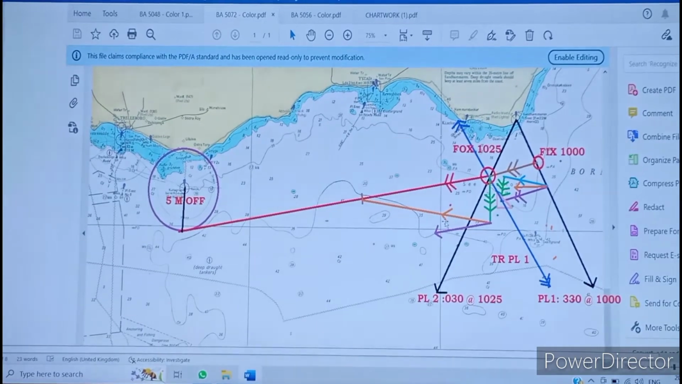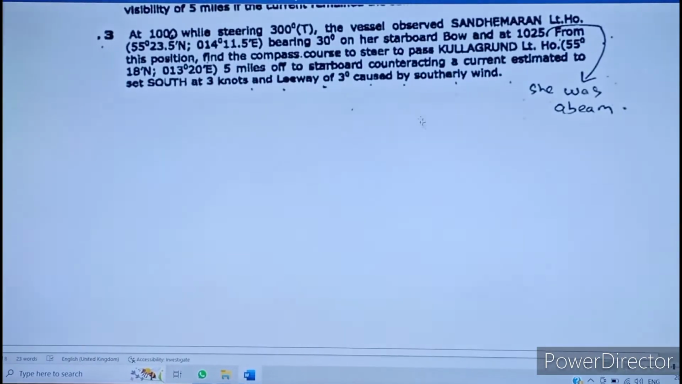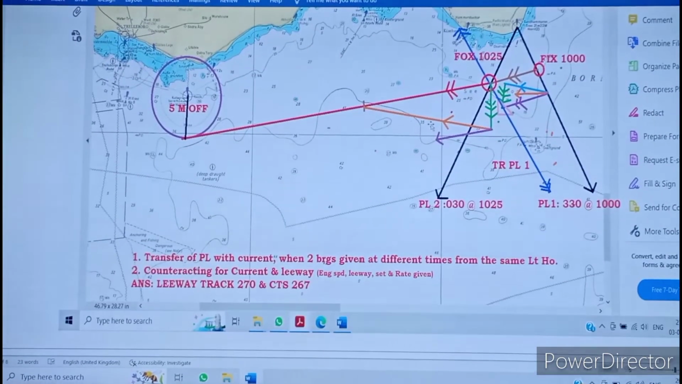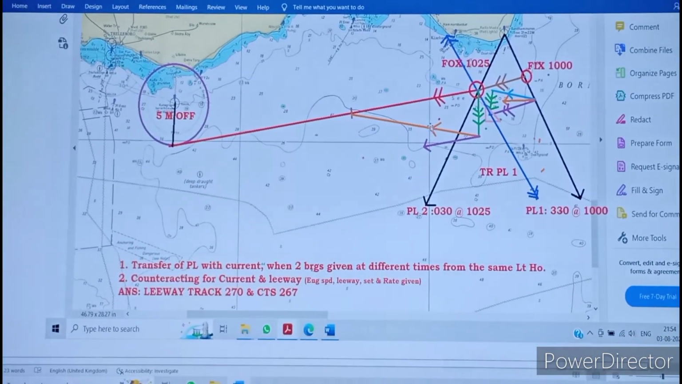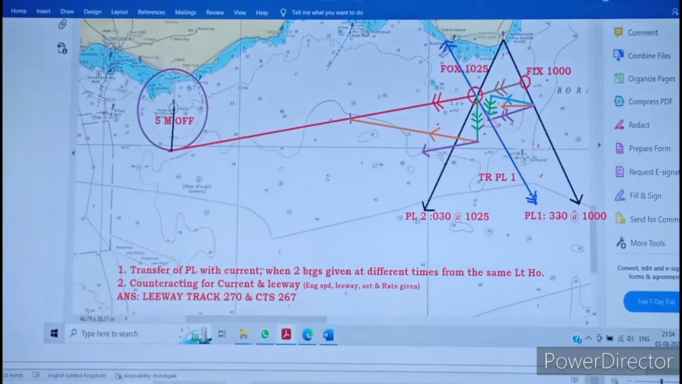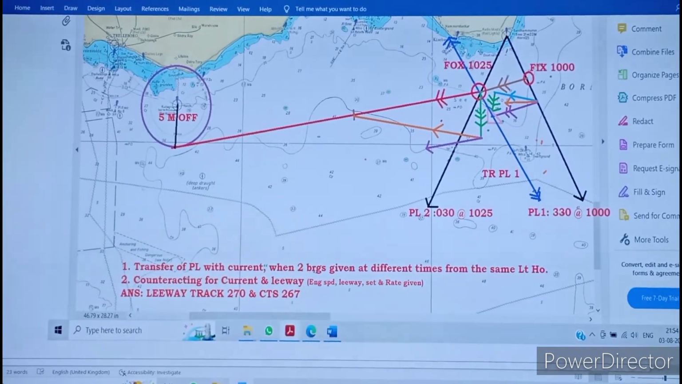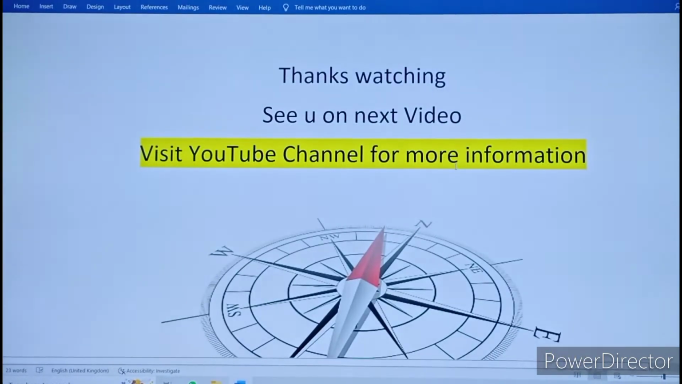Whatever you get as the leeway track, measure it, and less than 3 degrees you draw one small line like this, and you will get the CTS. Hope you understand these 3 questions.